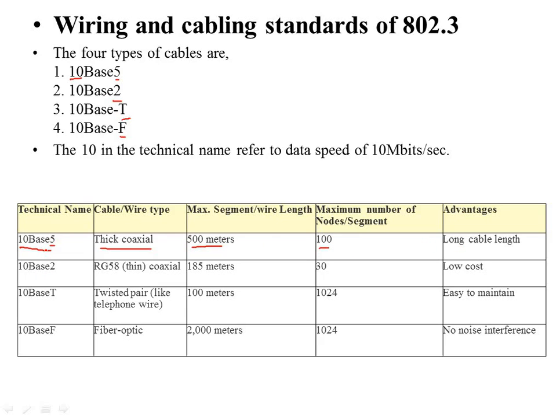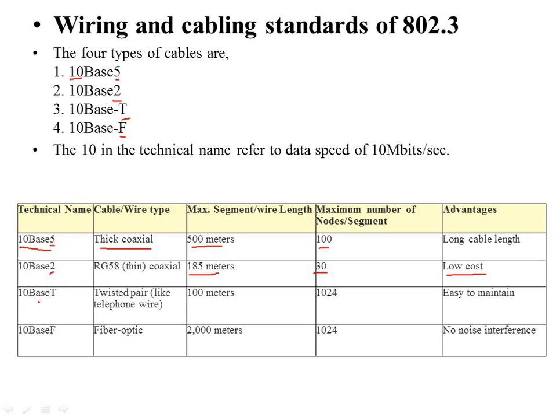Now 10Base2. Since 5 is greater than 2, if 5 is thick, 2 will be thin. So RG58, that is a thin coaxial cable, will be utilized. But the maximum length will be only 185 meters and you can only connect 30 nodes to a particular network. But the advantage is that it is low cost.